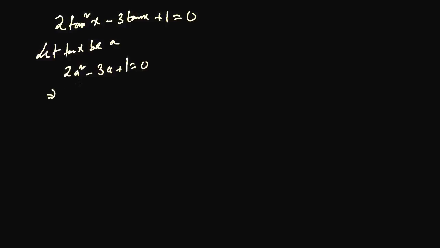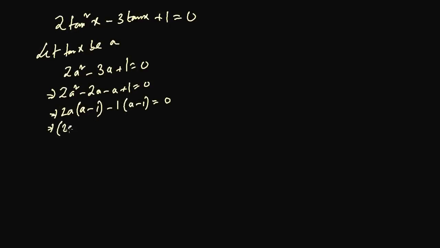Now we can do middle term break. 2 ones are 2, so this would be 2a squared minus 2a minus a plus 1 equals 0. If I take 2a common, it would be a minus 1. If I take 1 common, it would be a minus 1 equals 0. So this would be (2a minus 1)(a minus 1) equals 0. Therefore a equals half or a equals 1. Now we have to get back to the sum, tan x. So a equals half means tan x equals half.